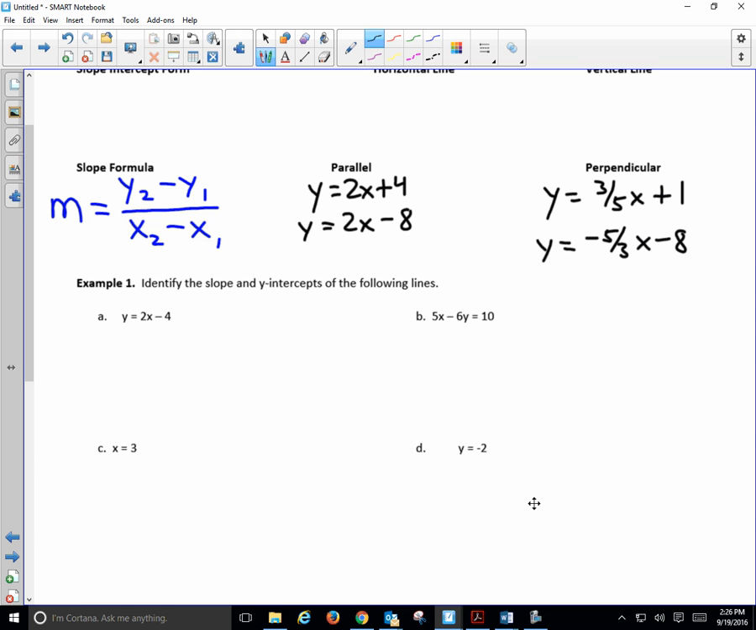These two lines right here, y equals 2x plus 4 and y equals 2x minus 8, those are parallel. What do you notice about their slopes? Same. So two lines that are parallel have the exact same slope.